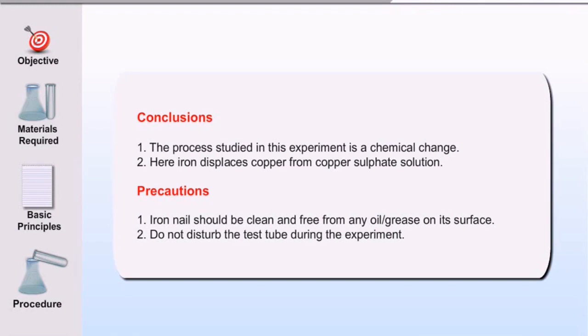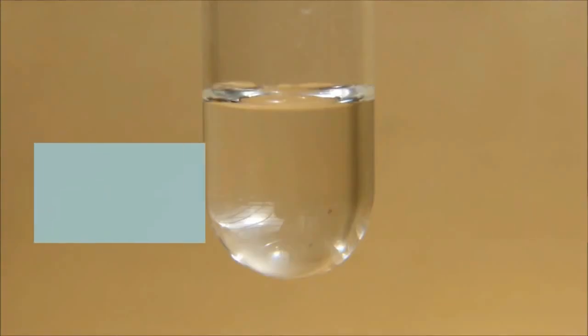The process studied in this experiment is a chemical change. Here iron displaces copper from copper sulfate solution. Precautions. Iron nail should be clean and free from any oil or grease on its surface. Do not disturb the test tube during the experiment.